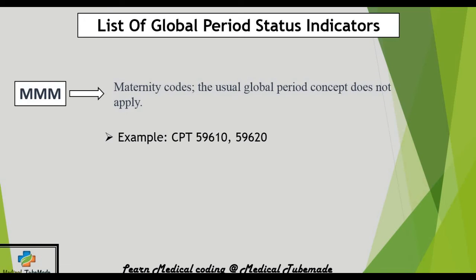So the next indicator is triple M. You can find the triple M indicator for maternity codes. The usual global period concept does not apply for this indicator. For example, among CPTs you can find 59610, which is related to a maternity procedure. So generally no global period applies here.